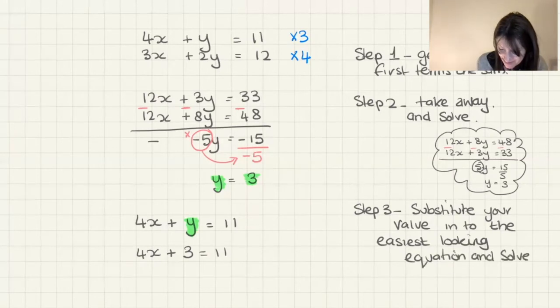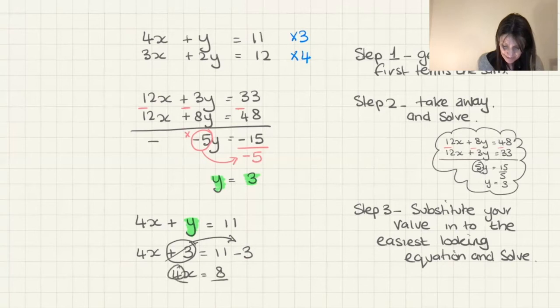And that is it. So let's solve this. 4x plus 3 equals 11. So plus 3 hops lands as minus 3. That's gone, leaving me 4x. 11 take 3 is 8. I'm going to divide through by the 4. So the x is on its own, and I can see that x is equal to 2.